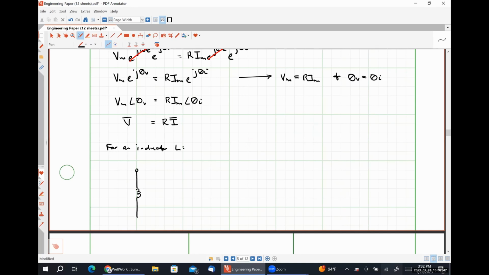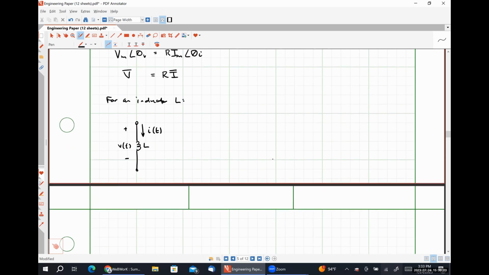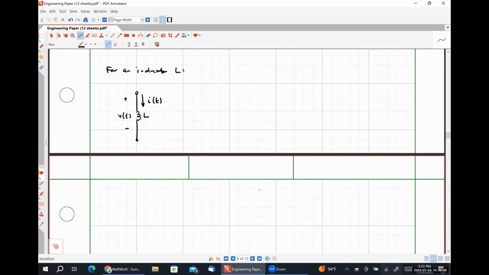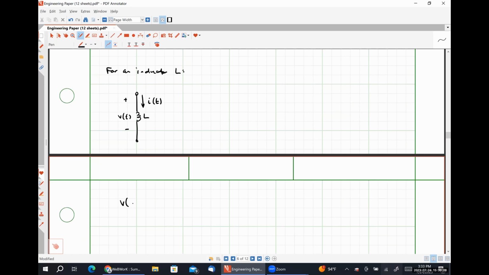So here's our inductor, L, our time domain voltage across it, and our time domain current flowing through it. And we are going to use those same signals that we used earlier, right? So we know that for an inductor, V is equal to L times di by dt.